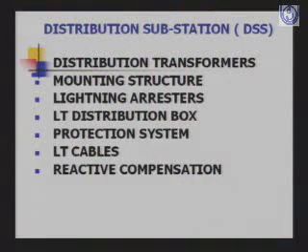Then we come to the distribution substation. Distribution substation is what we call for the 11 by 0.4 or 33 by 0.4 kV distribution, for having the distribution transformer and associated equipment. The distribution substation consists of the distribution transformer, its mounting structure, lightning arrestor, LT distribution box, protection system, LT cables and reactive compensation for the distribution substation.